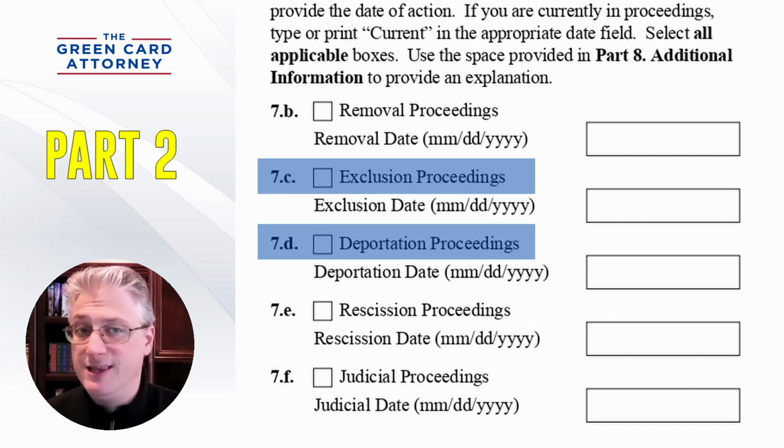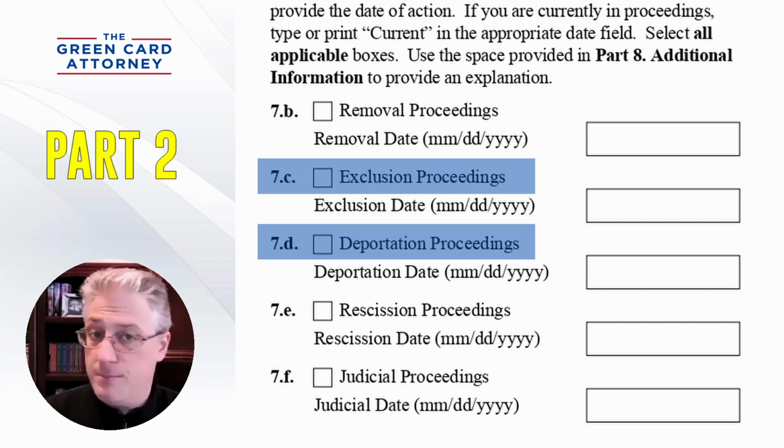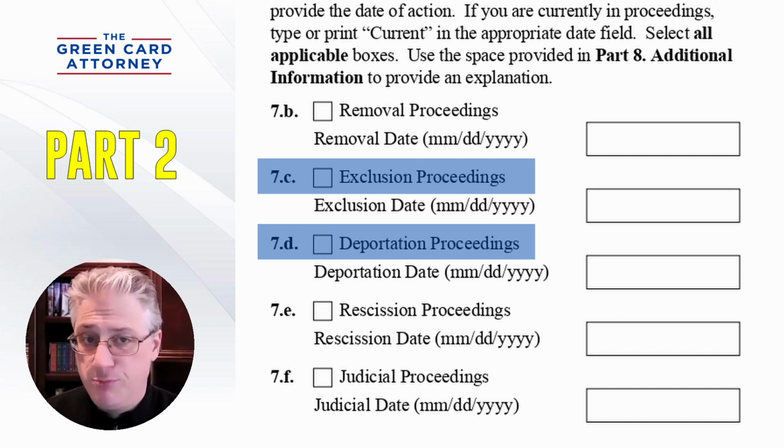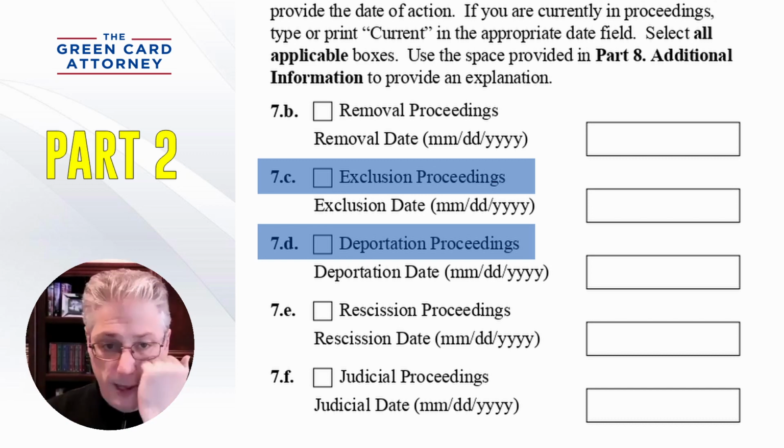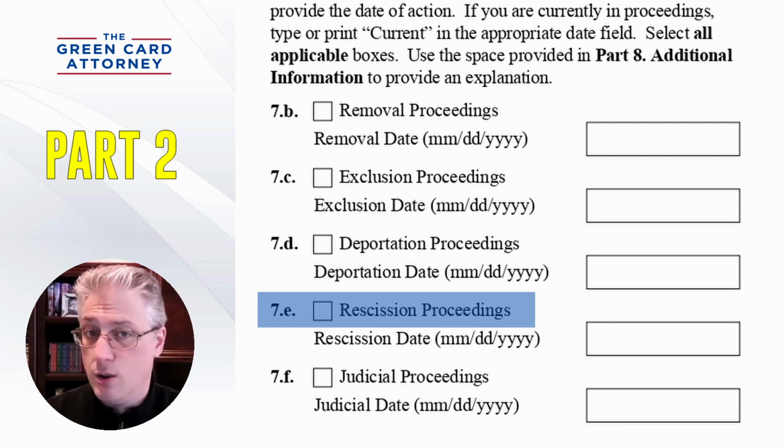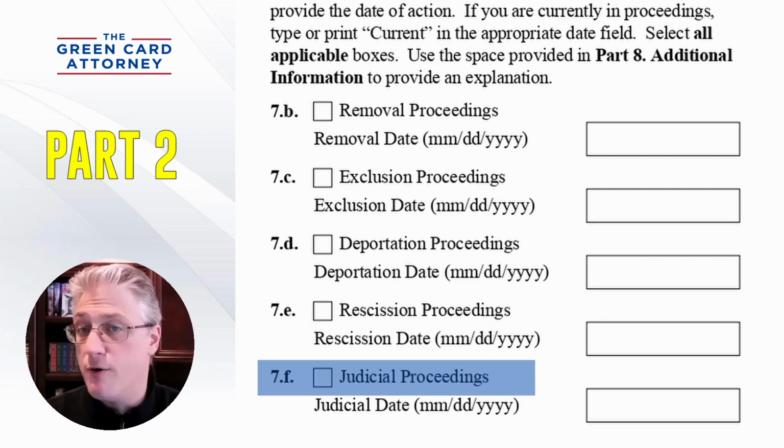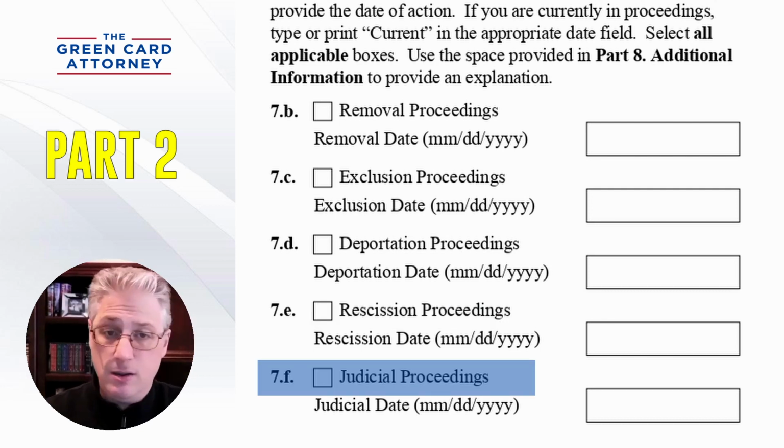Regarding exclusion and deportation, those were things that were done prior to 1997, so they're not really relevant today. However, if you had any of these procedures, include that it took place. Number 7E is relevant for certain green card holders. Finally, judicial proceedings are for people who have a pending appeal before the court.